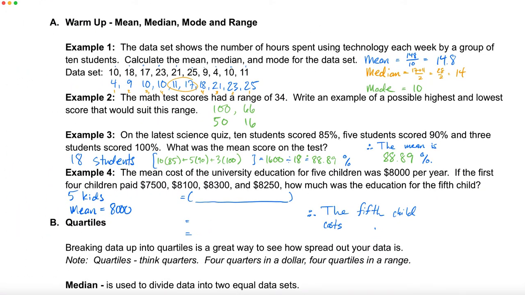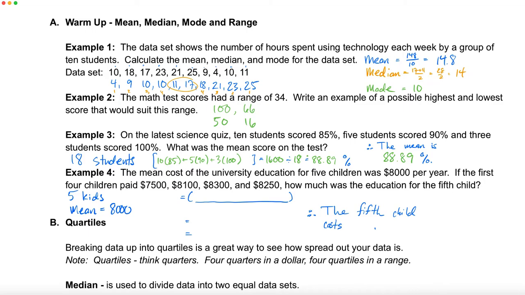All right, this last one is a bit more challenging. The mean cost, so the average cost, of the university education for 5 children was $8,000 per year. If the first 4 children paid $7,500, $8,100, $8,300, and $8,250, how much was the education for the 5th child? Okay, so in setup, we have 5 kids, and we're trying to find the average cost of the university education. So I'm going to hit pause here. Give this one a try. Do your best, kind of monkey around with it a little bit. And if you figure it out, or if you eventually get stuck, come on back and we're going to work through this one. So give it a try now and come on back when you're finished.